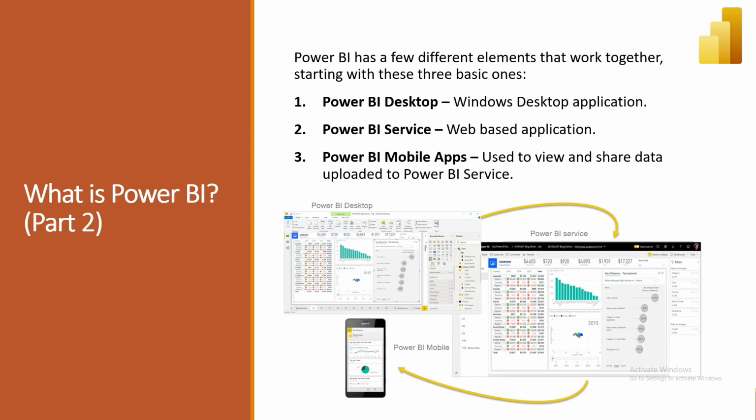So Power BI has a few different elements that work together, and these three are the most foundational and basic ones. Starting with Power BI Desktop, that's a Windows desktop application, so that's downloaded onto your machine, onto your device. Power BI Service is a web-based application, so that's accessed through Google or any web browser that you have available. And then the Power BI mobile app is used only to view and share data uploaded to Power BI servers. So usually it's just to access the visualizations, not to really do any data modeling or anything like that. That would be up to Power BI Desktop and Power BI Service, which we'll get into.